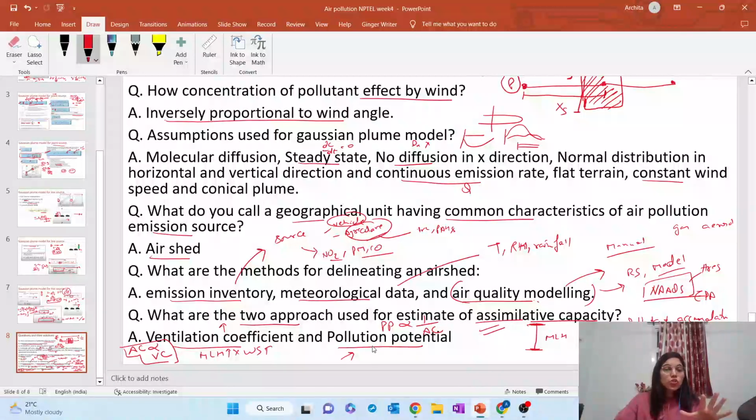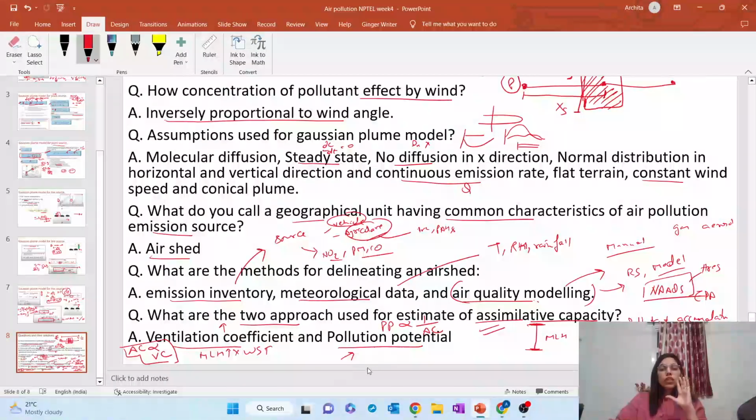Okay. So both of these approaches have an effect on the assimilative capacity or the pollution accumulation below threshold, but they affect the assimilative capacity differently. One affects it directly. It means if ventilation coefficient is high, assimilative capacity is high. If ventilation coefficient is low, assimilative capacity is low. The other affects it inversely. It means if the pollution potential of a particular particle is high, then its capacity to retain will be less. If the pollution potential is low, the assimilative capacity is high.